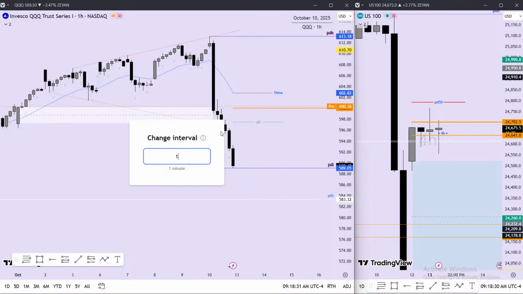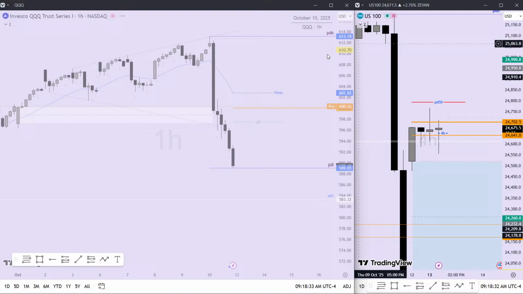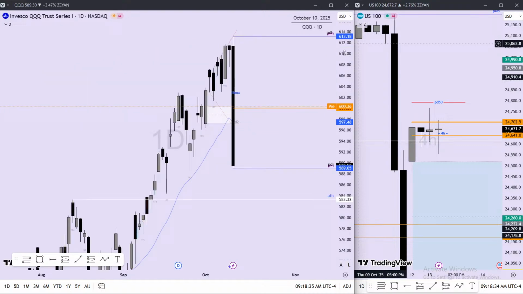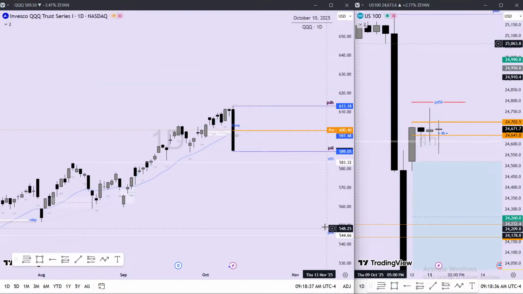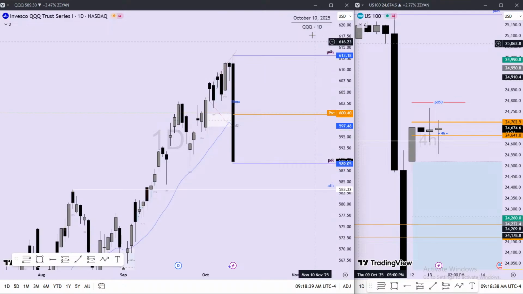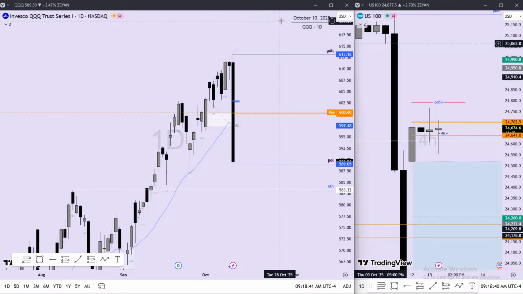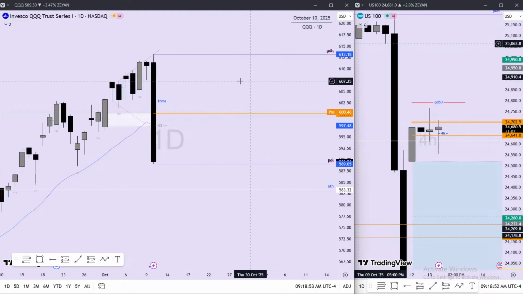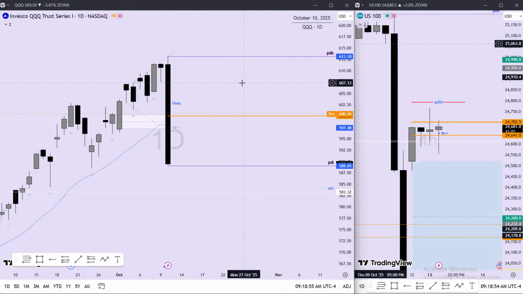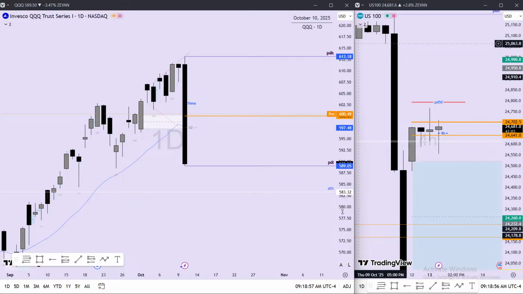Starting from the daily time frame, Friday was a huge down day. That was the high. It basically made an outside candle, so the whole week was contained within the last close of Friday. It was a big range day, not range, a downtrending day.